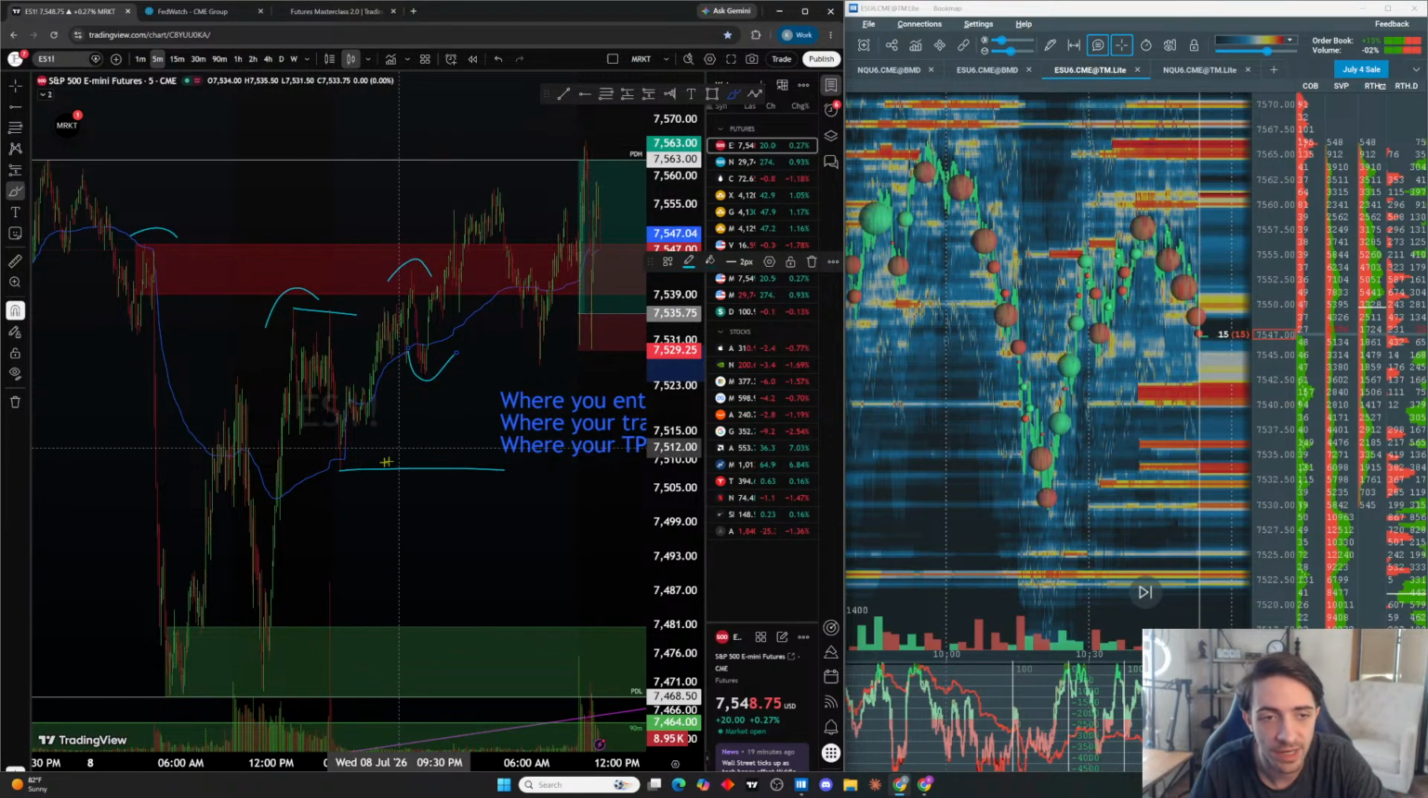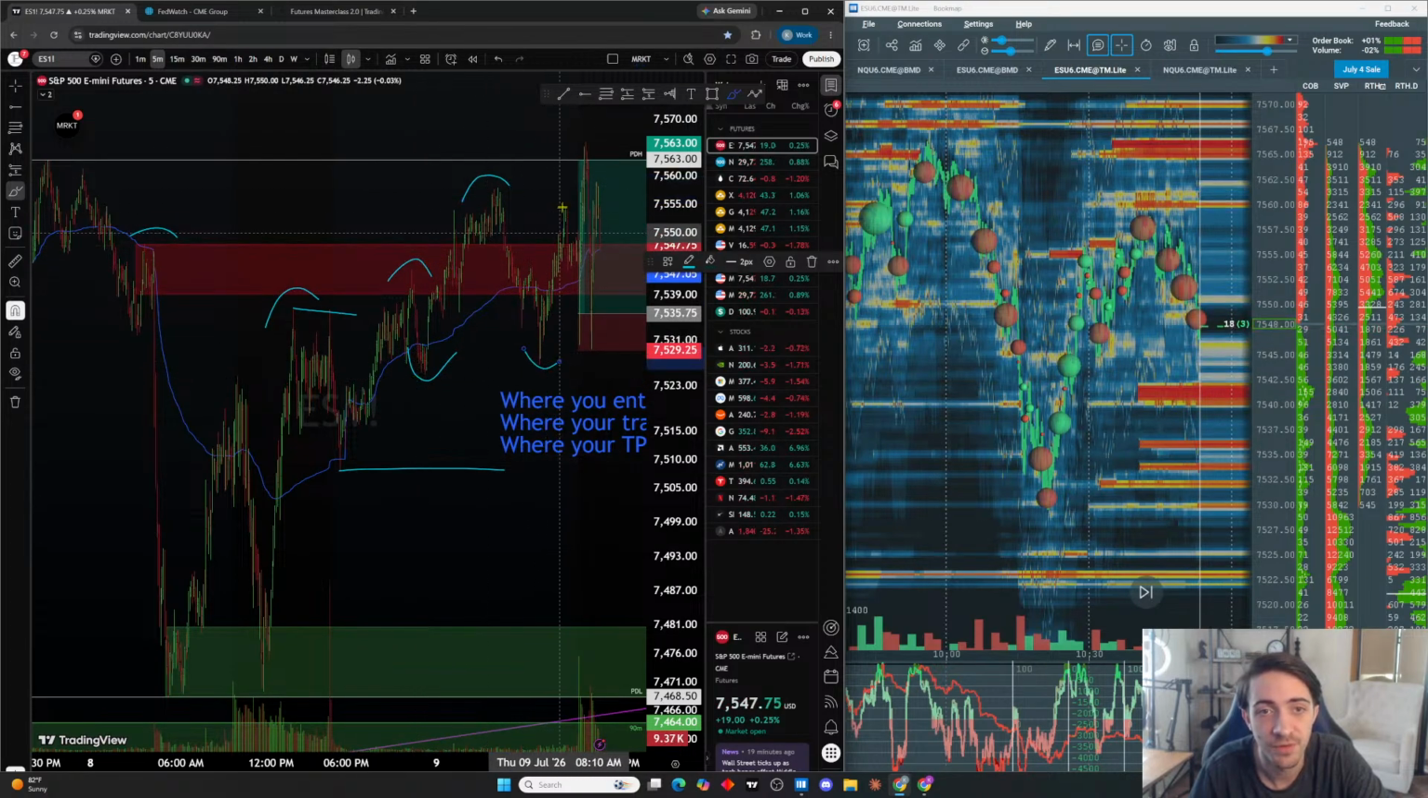Higher high, higher low, higher high, higher low, higher high, and then we even held this one, higher low. Then we moved higher again. And what happened? We wanted to see, as long as we hold this, and Bookmap had that passive buyer down here, we're taking it long off the reaction, targeting previous day high.